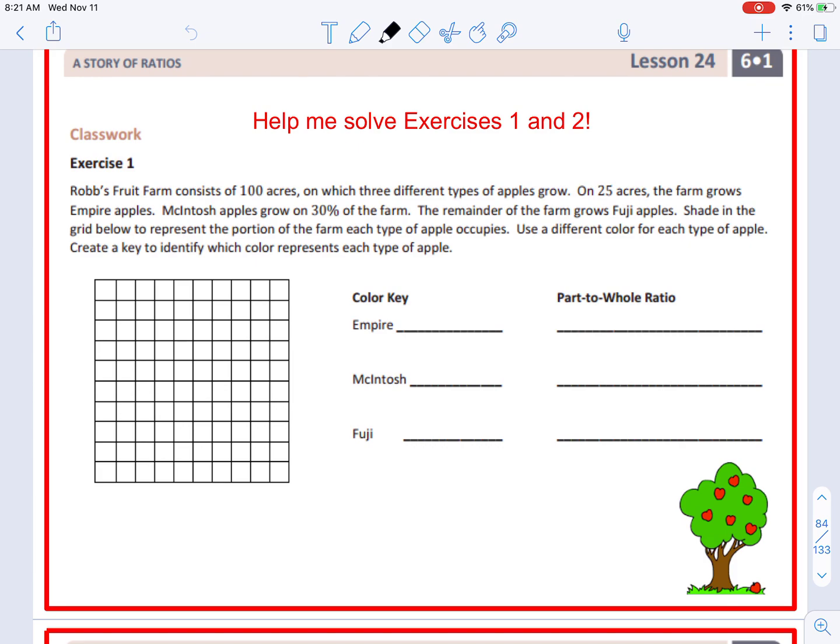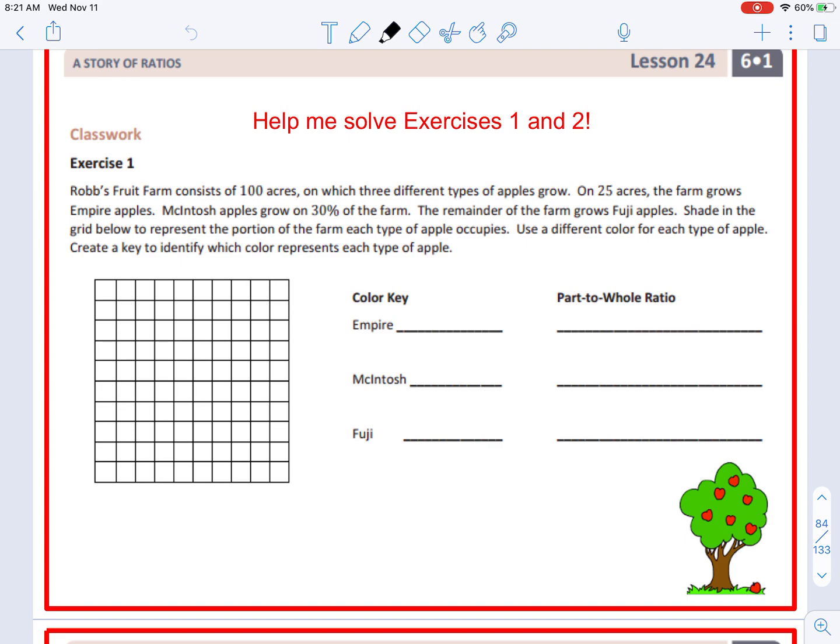Exercise 1 says, Rob's fruit farm consists of 100 acres on which 3 different types of apples grow. On 25 acres, the farm grows Empire apples. McIntosh apples grow on 30% of the farm. The remainder of the farm grows Fuji apples. Shade in the grid below to represent the portion of the farm each type of apple occupies. Use a different color for each type of apple, creating a key identifying which color represents each type of apple.